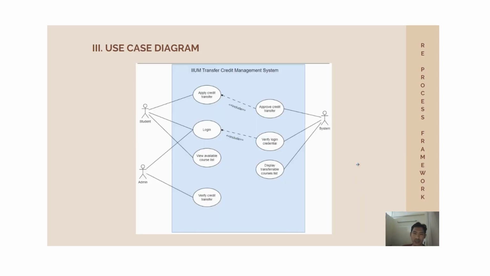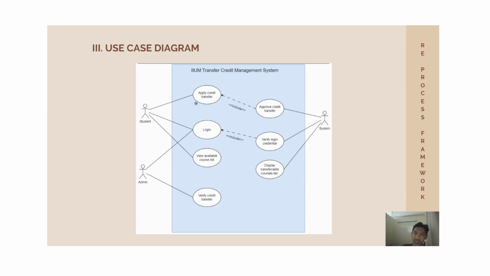So next is the use case diagram. This is the whole system of the use case, to ensure that all the stakeholders understand the usability, the functions, and also the related actors. We have three kinds of actors here: student, admin, and also the system. Firstly is apply for credit transfer, and when the student applies for credit transfer, it also includes the approved credit transfer.